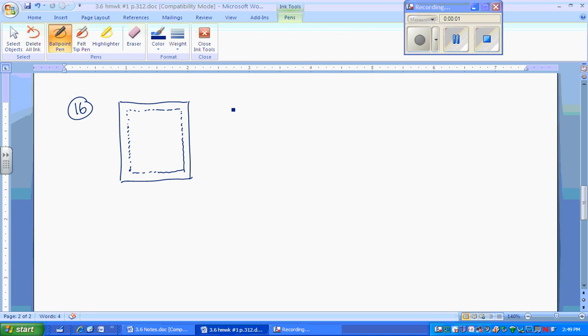16 tells us that we have a page of a book that's supposed to have an area of 90 square inches with 1-inch margins at the bottom and sides. So this measurement right here is 1 inch, along with this measurement from here to here, and this one right here. And the margin at the top is supposed to be 1/2 inch.